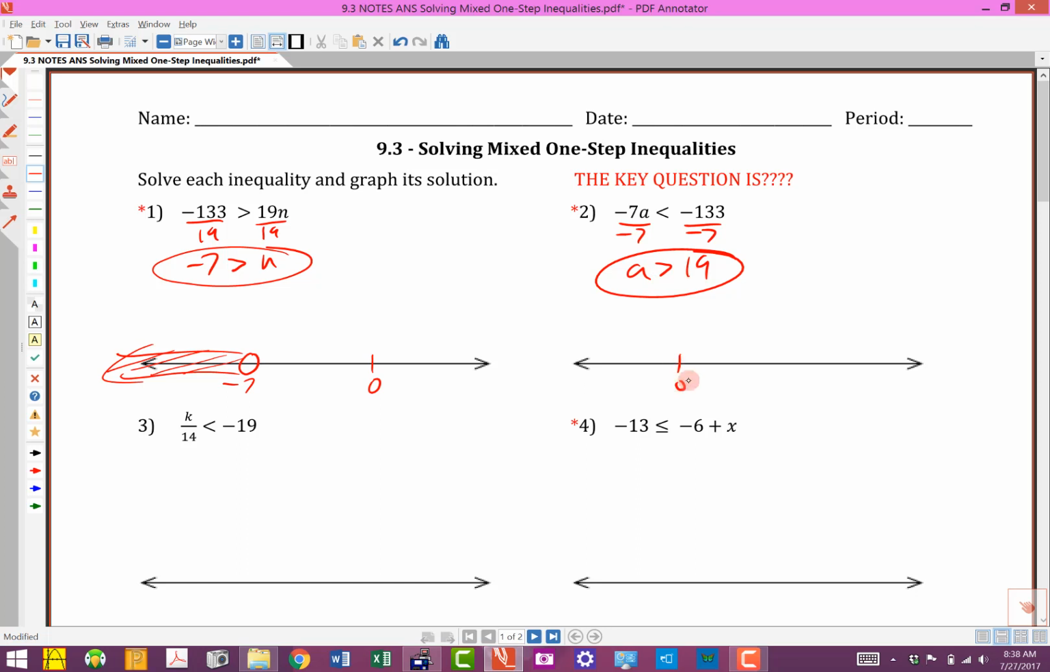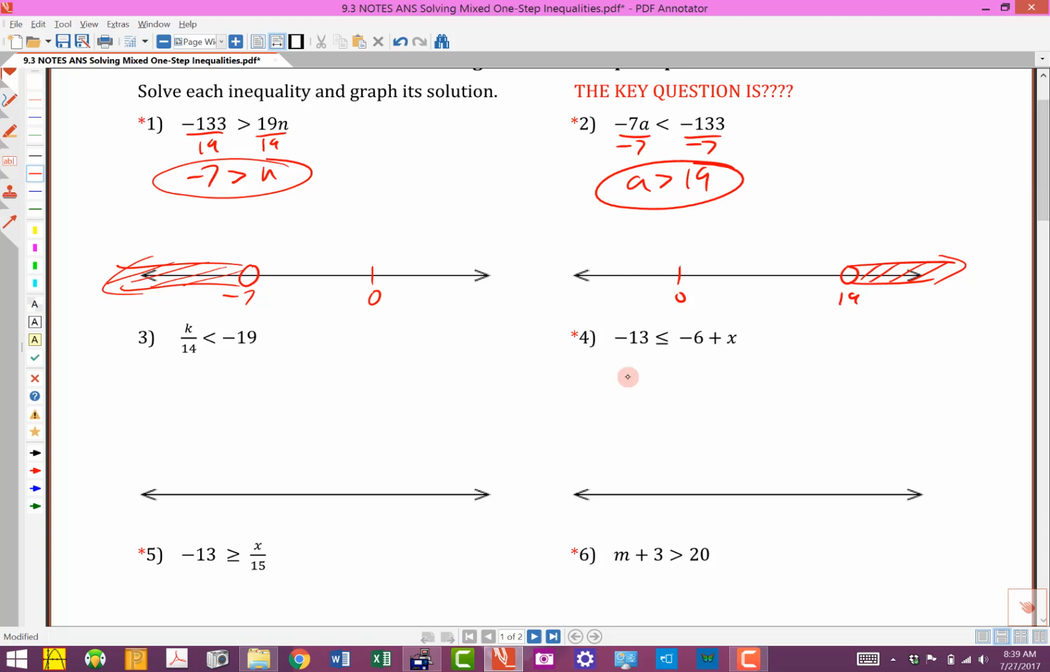So 0 for a reference point, 19 because it's the most important point on the number line here in this problem. It's not equal to, so we're going to leave it open. And a's are greater than 19. The answers are greater than 19, so we're going to shade this direction right here. There we go, and that's the answer.